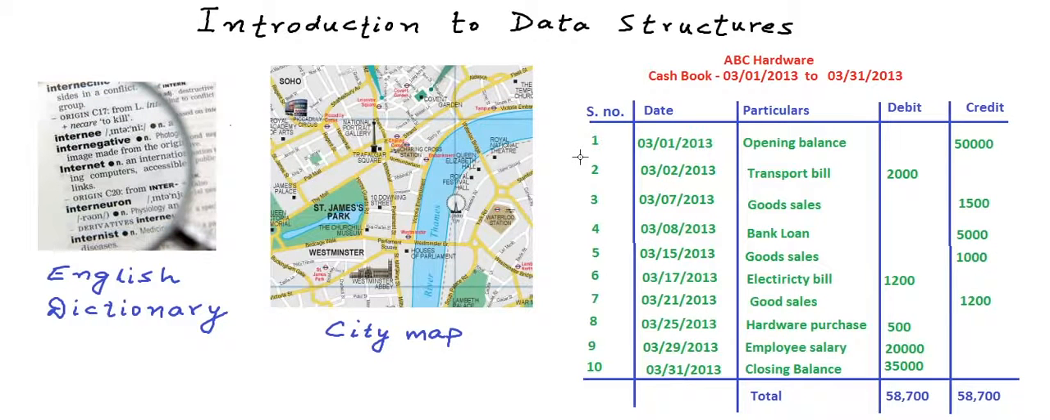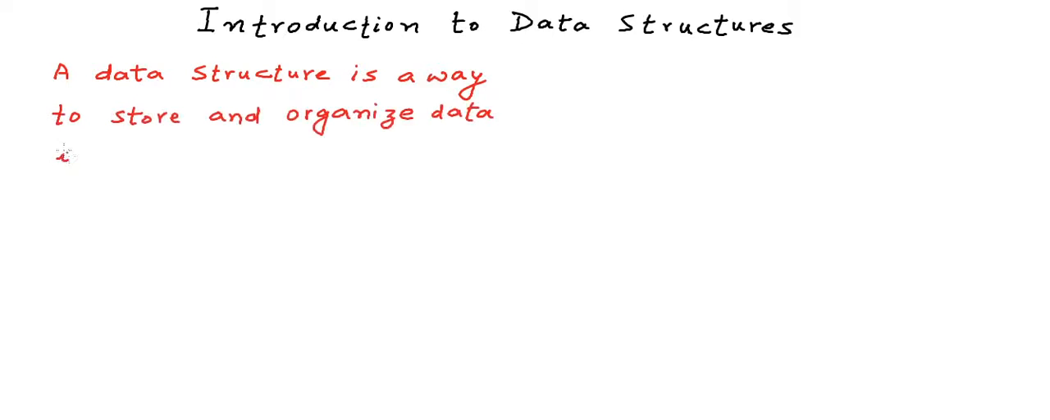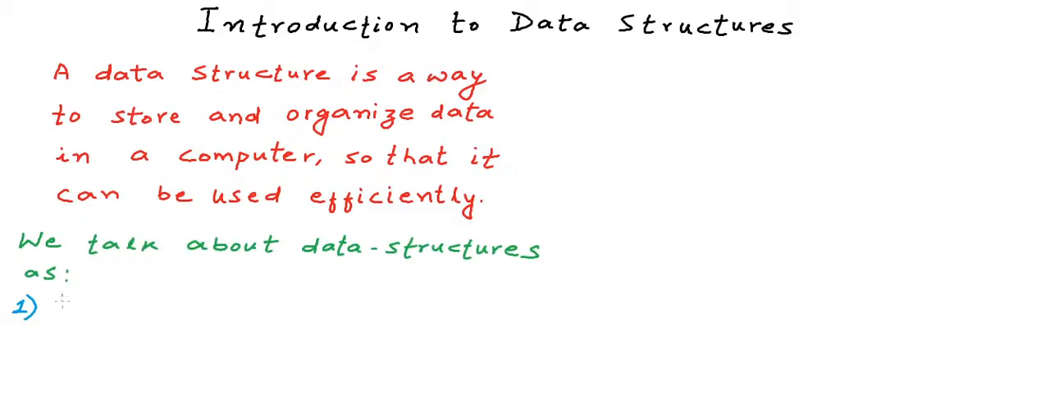Formal definition of a data structure would be that a data structure is a way to store and organize data in a computer so that the data can be used efficiently. When we study data structures as ways to store and organize data, we study them in two ways. One, we talk about them as mathematical and logical models. When we talk about them as mathematical and logical models, we just look at an abstract view of them. We just look at from a high level what all features and what all operations define that particular data structure.